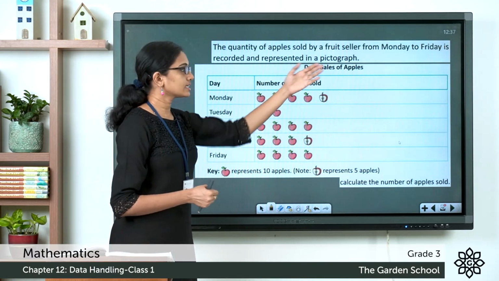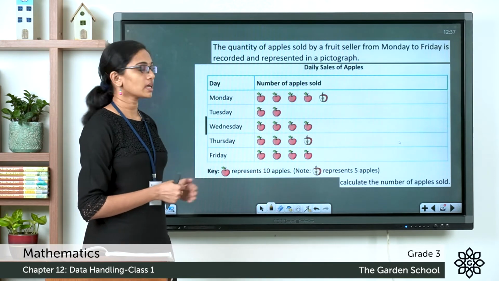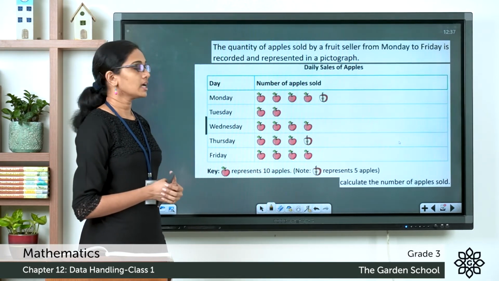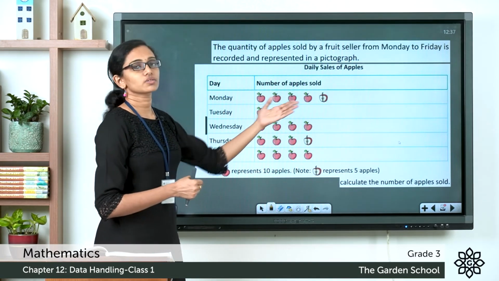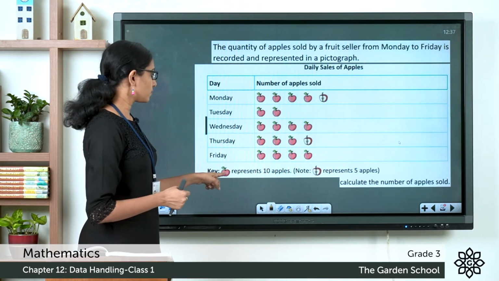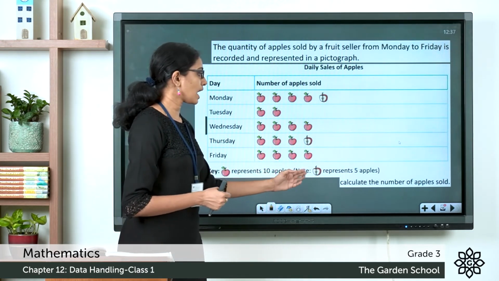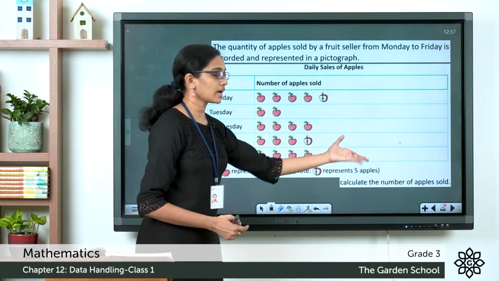It has a title, daily sales of apples. It has the labels day and number of apples sold, and all the days are labeled here, and it has symbols used in the pictograph. There are 2 symbols used here. The symbol of 1 full apple represents 10 apples, and the symbol of half an apple represents 5 apples.